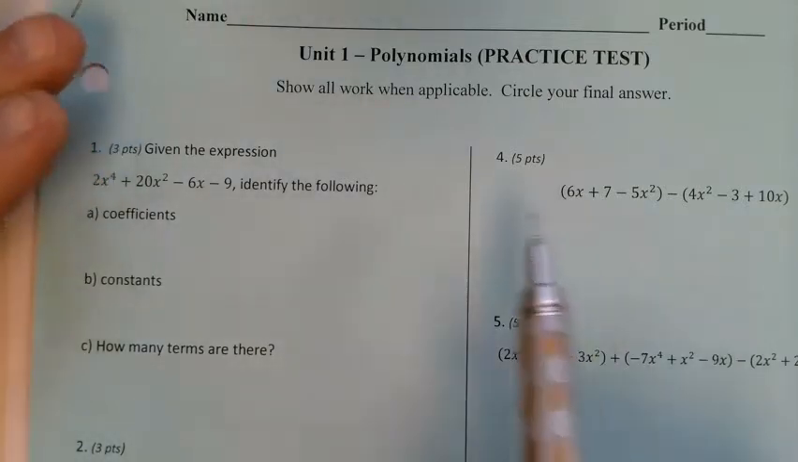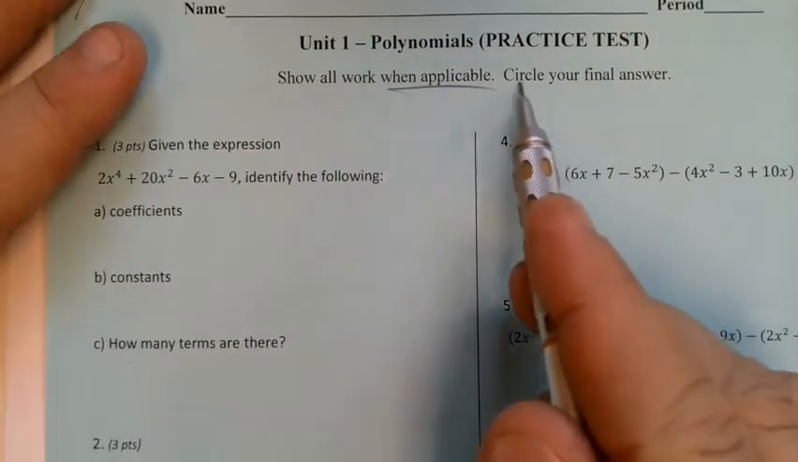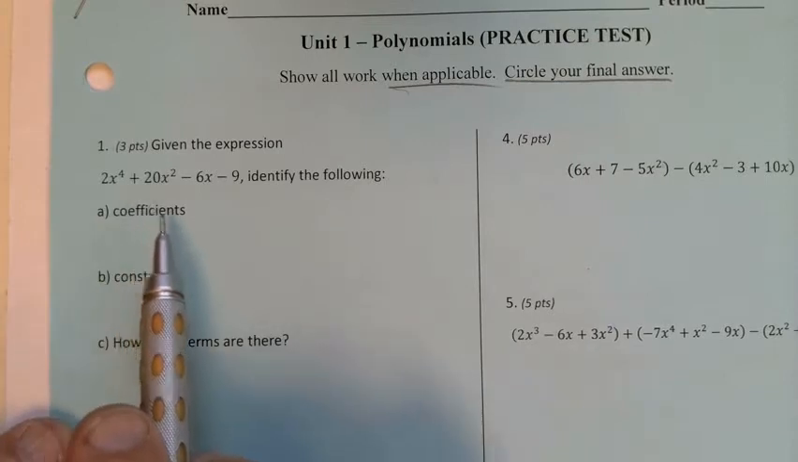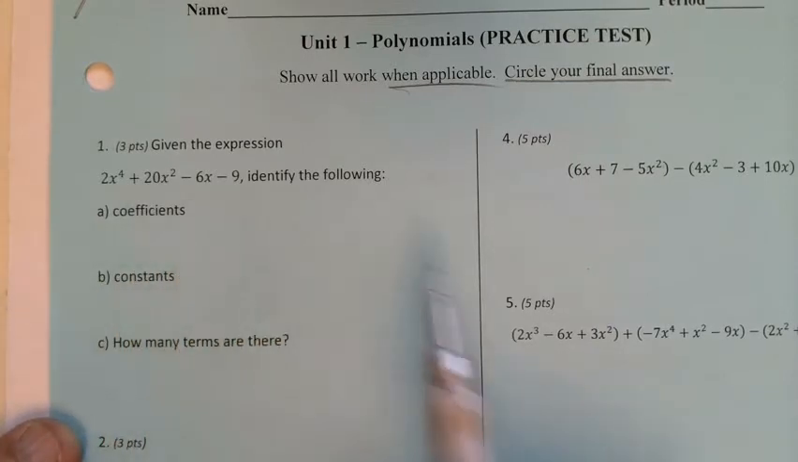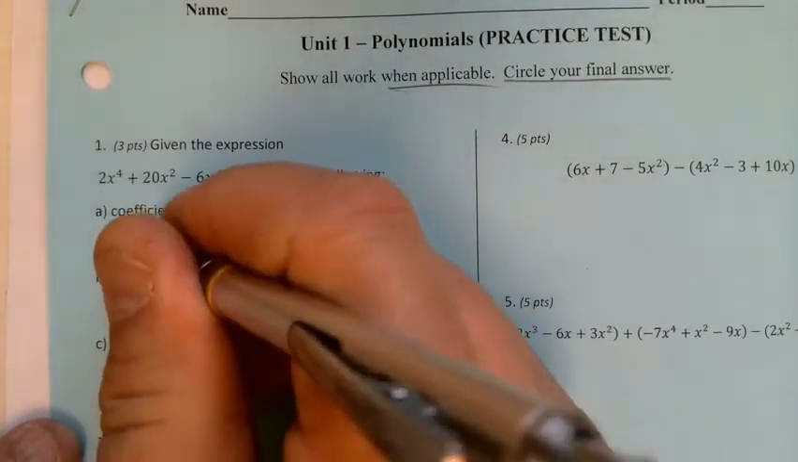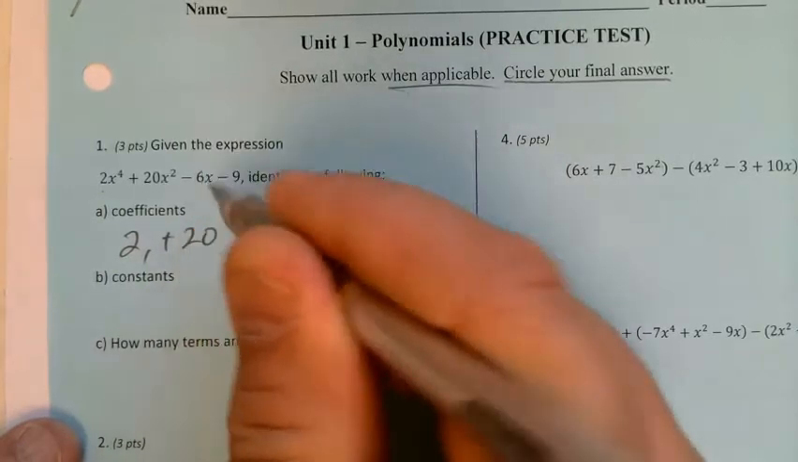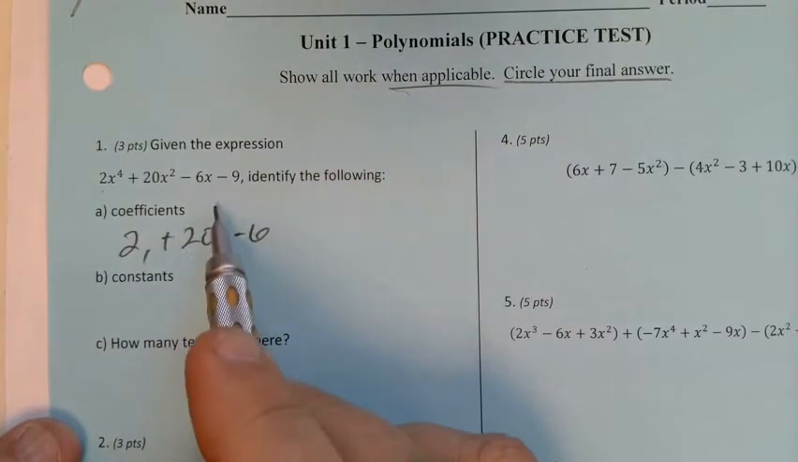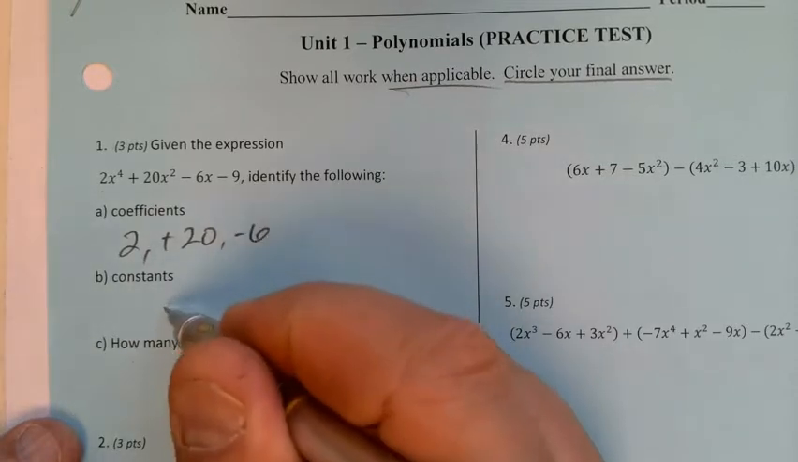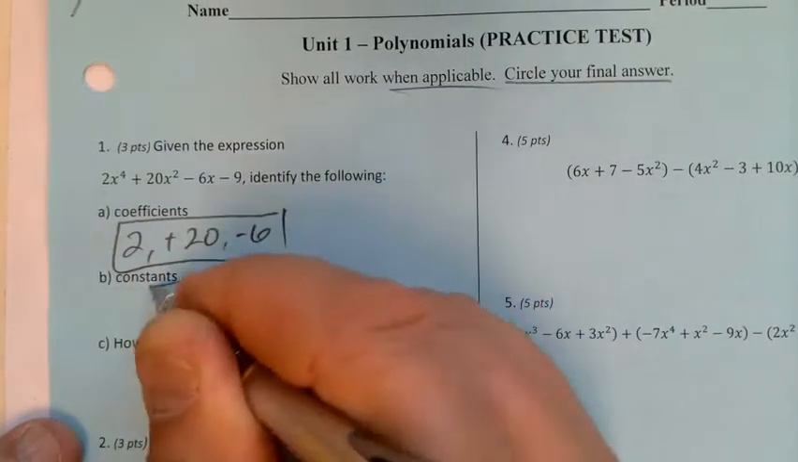Unit 1 Polynomials Practice Test. Show all the work when applicable and circle your final answer so we know what it is. Given the expression 2x to the fourth plus 20x squared minus 6x minus 9, identify the following. Coefficients. The coefficients are these numbers in front: 2, positive 20, negative 6. Now, negative 9 is not a coefficient because it doesn't have an x on it. There's my answer.